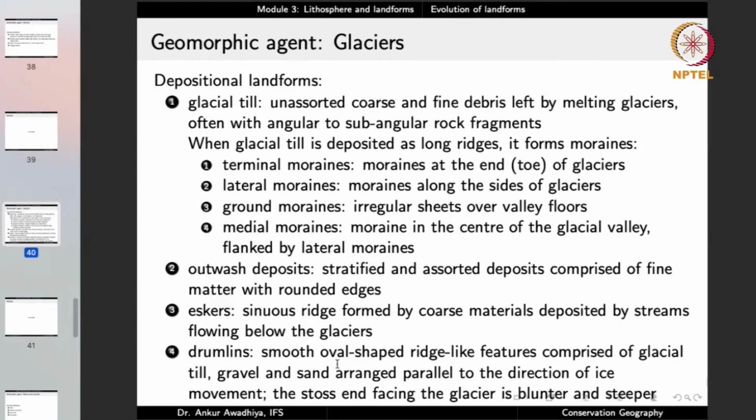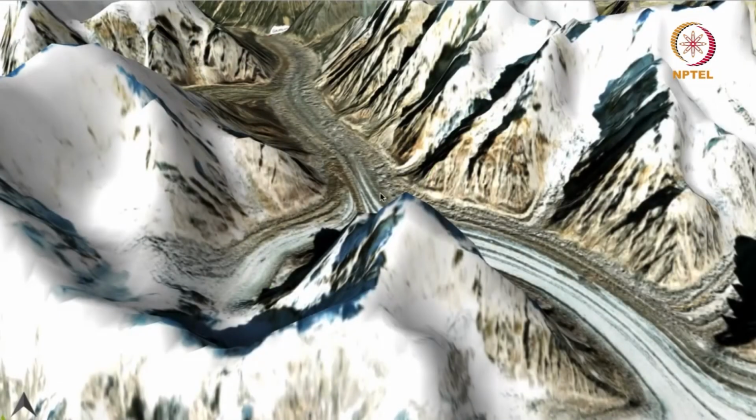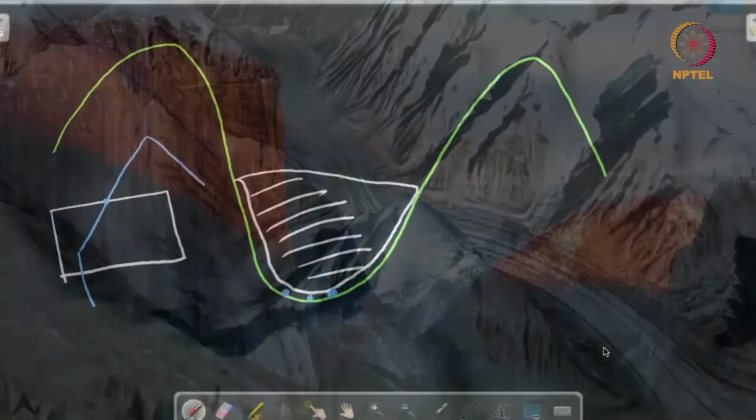And then we also have drumlins, which are smooth oval shaped ridge-like features comprised of glacial till, gravel and sand arranged parallel to the direction of movement. The toss end facing the glacier is generally blunter and steeper. So these are again another form of deposits. So we find different kinds of deposits at the end of the glacier and even beneath the glacier.